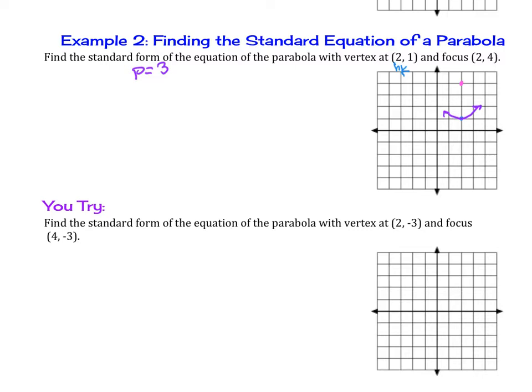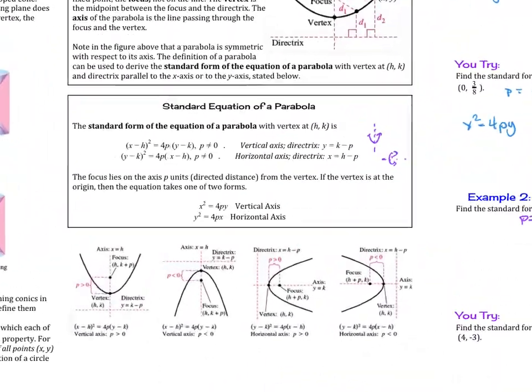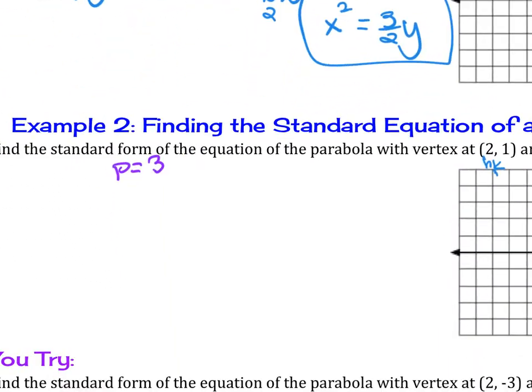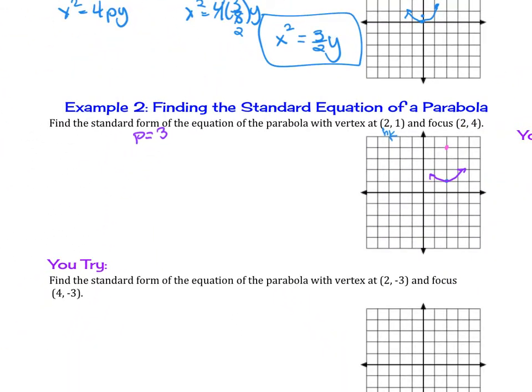Now we know that it's a vertical axis, so we are looking at the shifted formula here: (x minus h) squared equals 4p (y minus k). So we're going to use this equation. Let's write that, because I know we're going to use it. So we have (x minus h) squared equals 4p times (y minus k). We're going to plug in what we know. Our h and k are 2 and 1, and p is 3. So let's plug it all in.